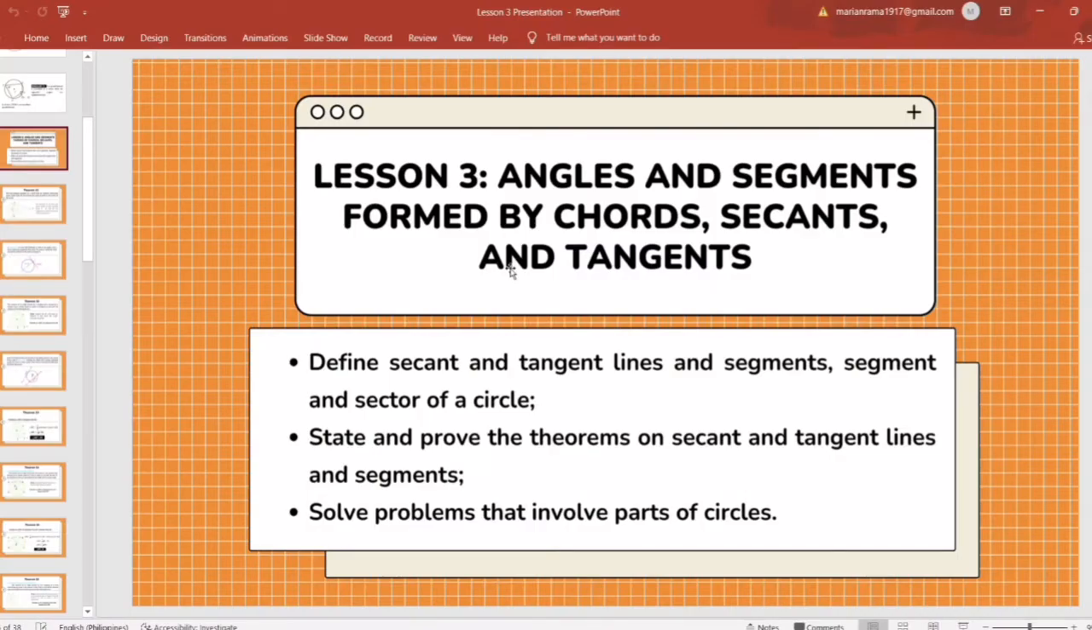So now let's talk about angles and segments formed by chords, secants, and tangents. We'll be defining secant and tangent lines and segments, a sector of a circle, and state and prove the theorems on secant and tangent lines and segments. And also let's solve problems that involve parts of a circle. So let's get started. First, we have to know the theorems.